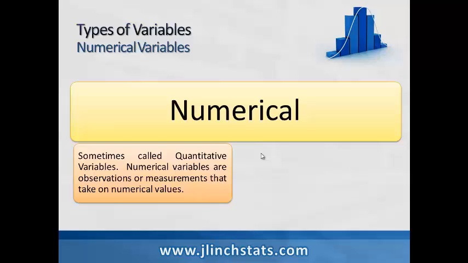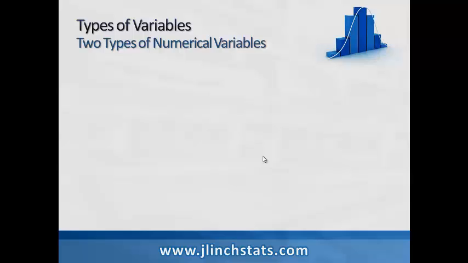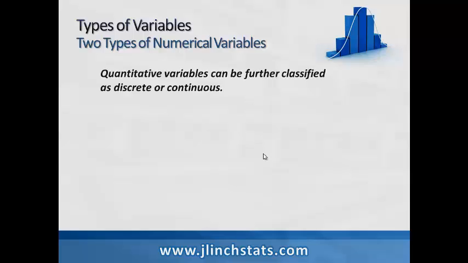Numerical variables are observations or measurements that take on numerical values. For example, when we speak of the height of an individual, we're talking about a measurable attribute of the person. Therefore, height would be a numerical or quantitative variable. So any variable that has some type of measurement that takes on numerical values, where it makes sense to average those values, is called a numerical variable. Now, we further break down numerical or quantitative variables into two types: discrete or continuous.